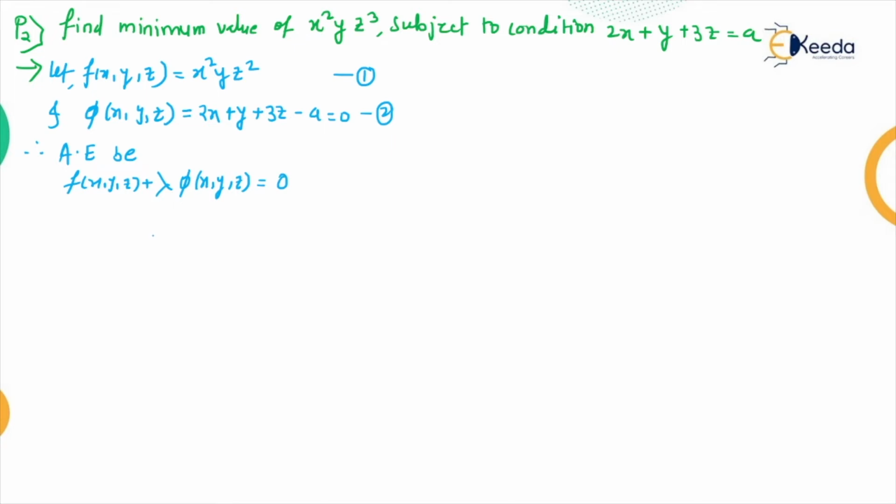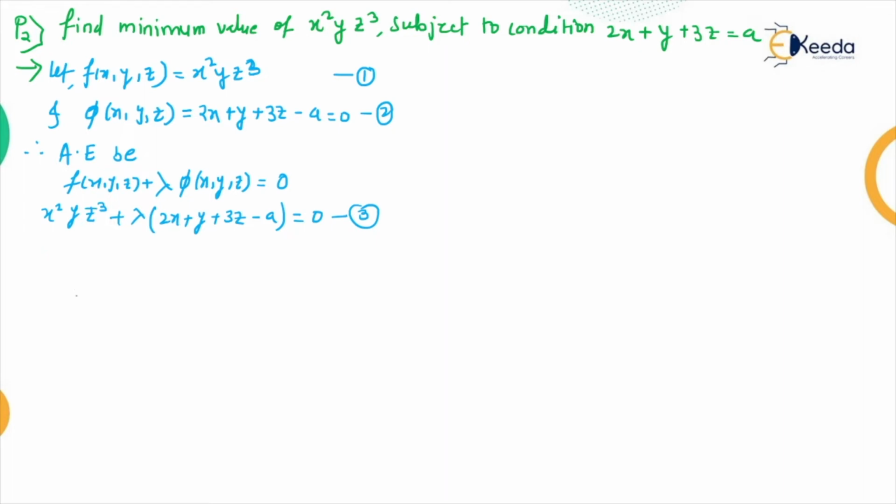Substituting the values of f of xyz and phi of xyz, we get x squared y z cubed plus lambda into 2x plus y plus 3z minus a equals 0. For reference we call this equation number 3, and the similar process applies here.